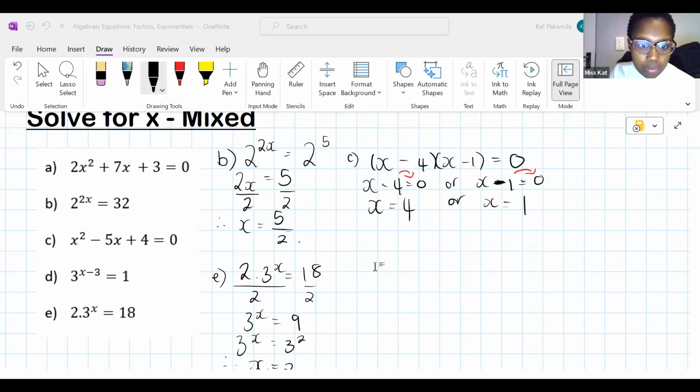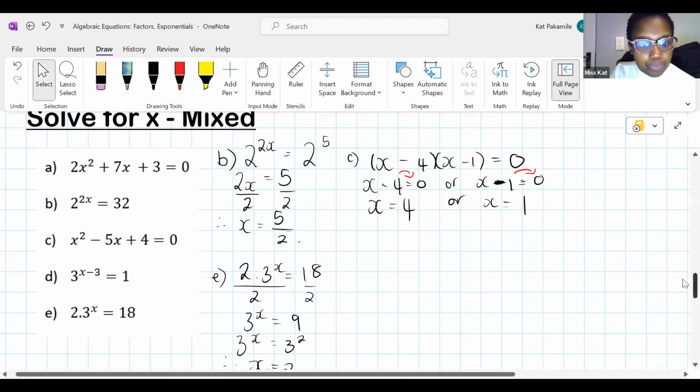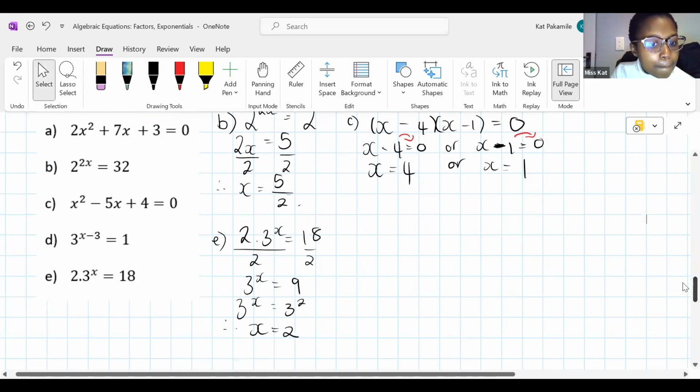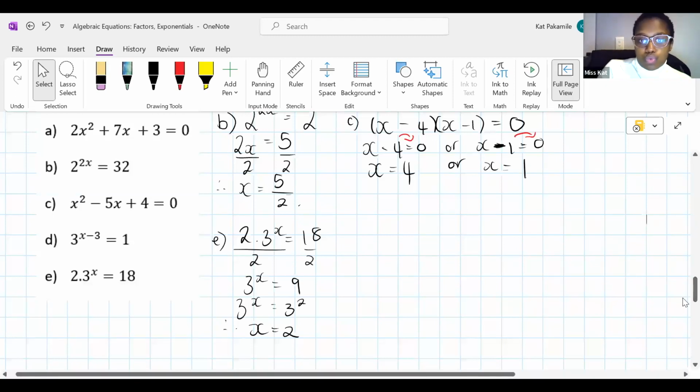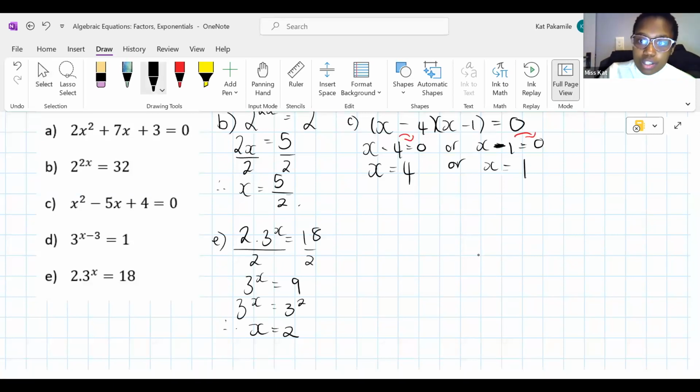E, okay. Yes, ma'am. Ma'am, do you see the part where it says 3x equals 9 and then it says 3x equals 3 squared? Is there a way of how did you find that 2? Is it just like a guess? You can guess, or you can go on your calculator. Do you have your calculator? Yes, ma'am.